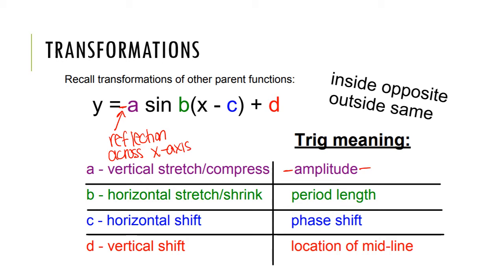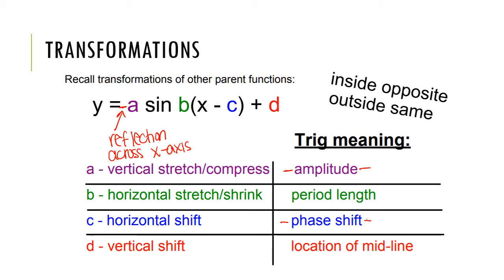Okay, for the horizontal stretch or shrink, that we're now going to call the period length, but we'll talk about that in a little bit too. Your C, which normally is your horizontal shift left and right, is now going to be called the phase shift. But we won't worry about those till next week. And then D, like we talked about yesterday, is the vertical shift, and it's also the location of the midline.